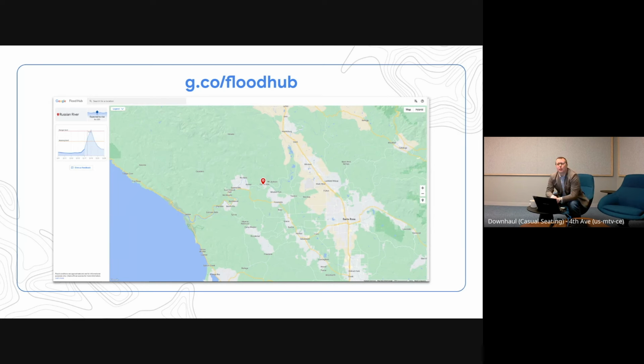We're currently developing an API. It's in its beta or alpha release right now, where you'll be able to actually query this data. But again, that's in alpha release, so it's not publicly available yet.